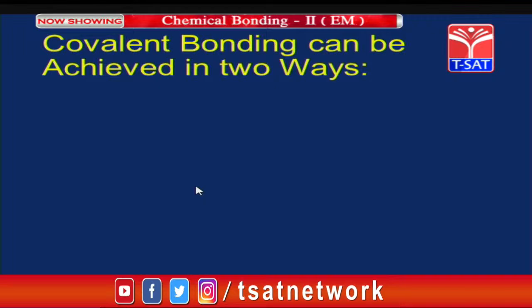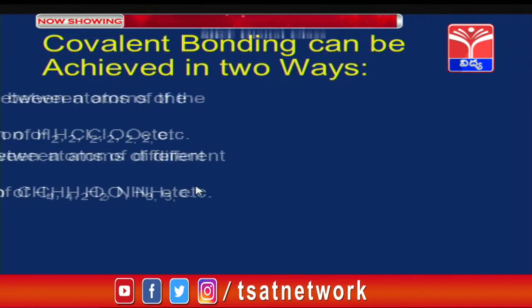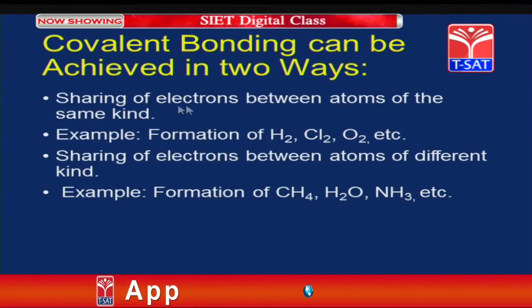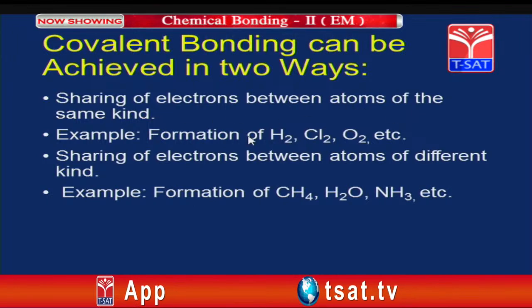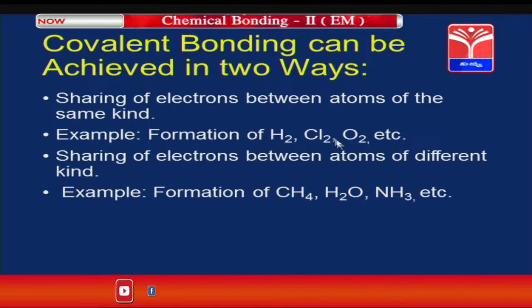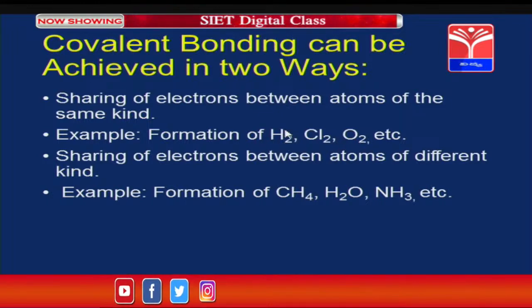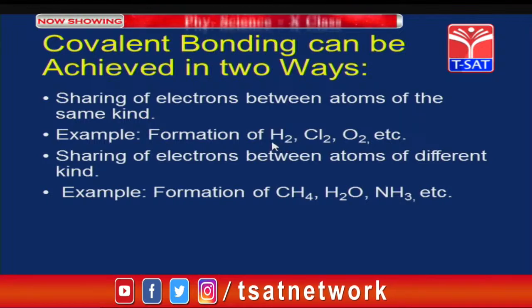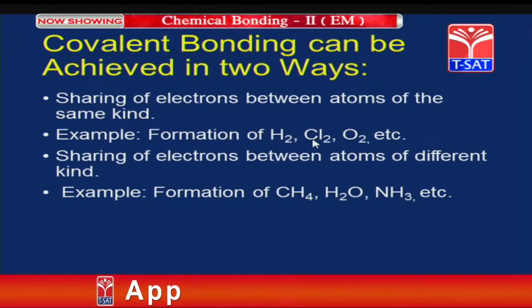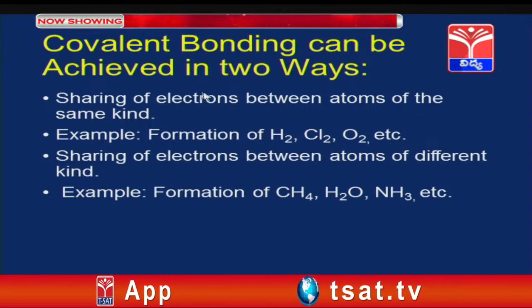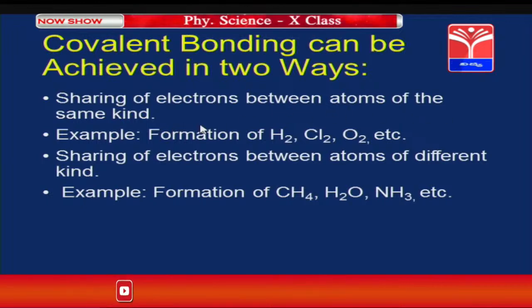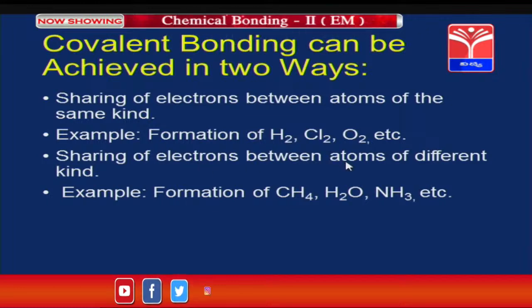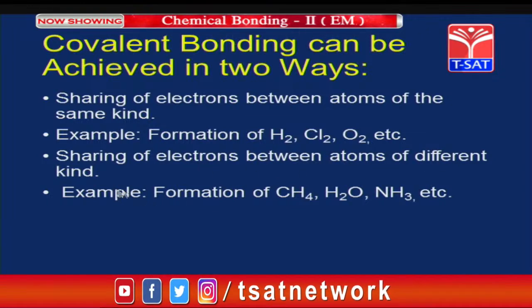So, children, covalent bonding can be achieved in two ways. One is the sharing of electrons between atoms of the same kind, for example H2, Cl2, O2. Here one pair of electrons is shared between the two hydrogen atoms. Here also two chlorine atoms have shared a pair of electrons. Like that, sharing of electrons between atoms of the same kind can take place. Now, sharing of electrons between atoms of different kinds.